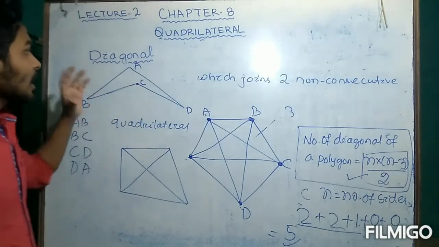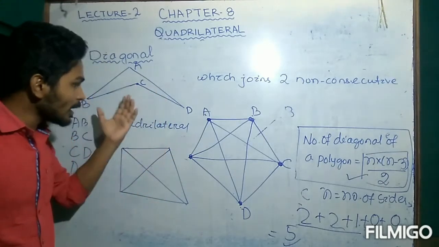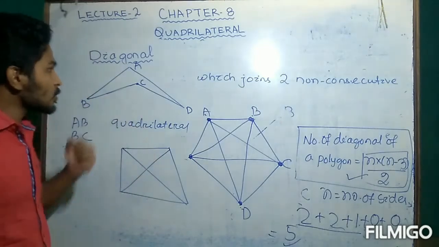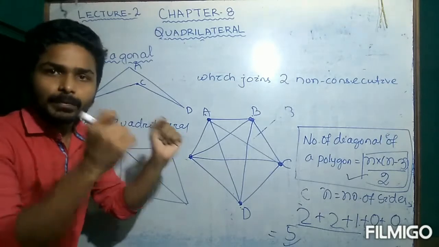Now, let us find the number of diagonals it has. We know definitely a quadrilateral has two diagonals. Let us draw them. The diagonals are the lines which join any two non-consecutive vertices.